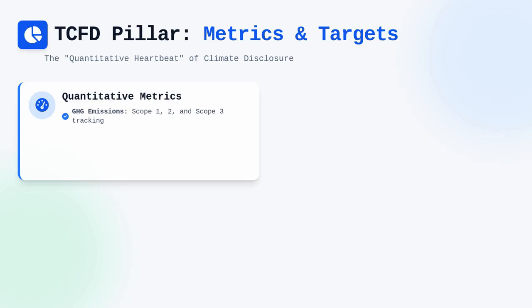The final pillar concerns the metrics and targets that a firm utilizes to assess and manage relevant climate-related risks and opportunities. This is the quantitative heartbeat of the TCFD, where firms must disclose the specific data points used to track performance, such as Scope 1, 2, and potentially 3 greenhouse gas emissions. You should understand that these metrics must be consistent across reporting cycles to ensure comparability for investors attempting to benchmark different firms within the same industry.